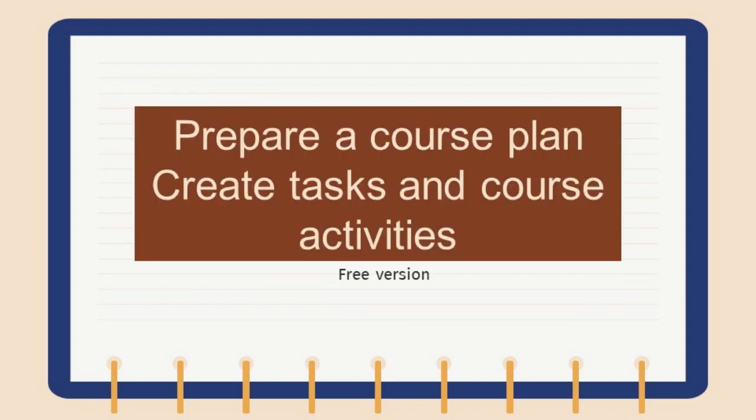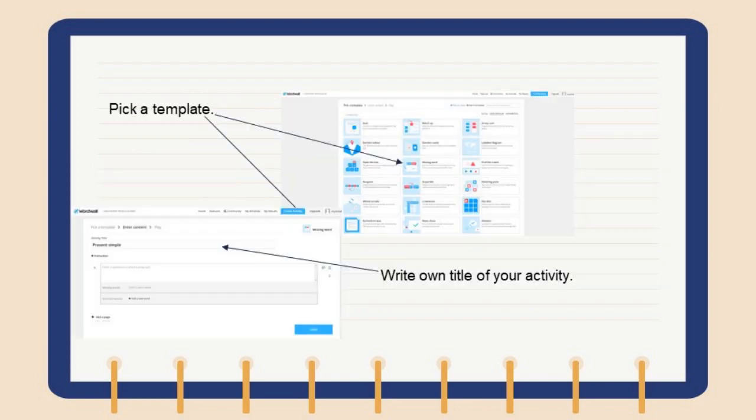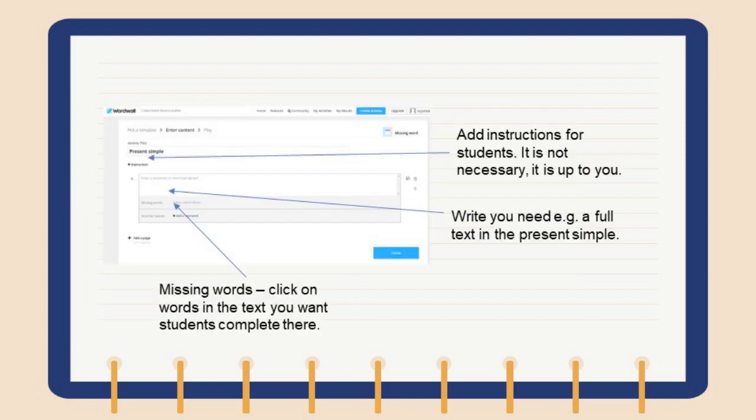How to prepare a course plan and to create tasks and course activities on the free version. There is a menu on the top of Dashboard. Click on Create Activity. You can see 18 free templates in the free version. There is a description below every template. You can pick different templates and click on the chosen one. Let's start. When you pick a template, you can see a detail of your activity. Write your own title of this activity. Now you should fill in the detail of the activity.